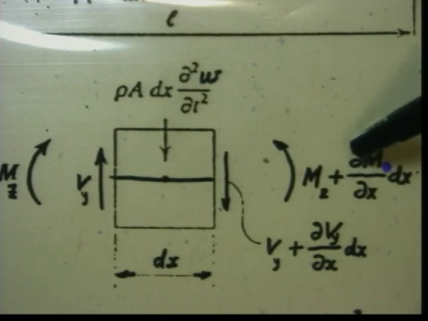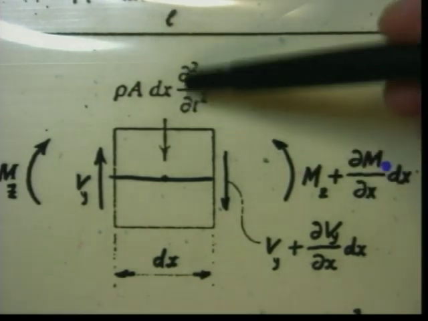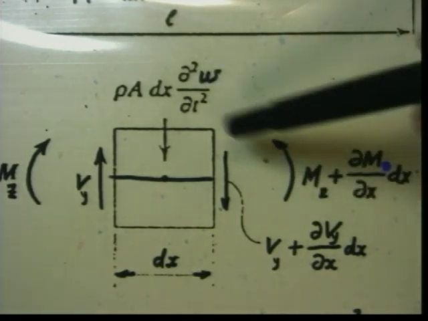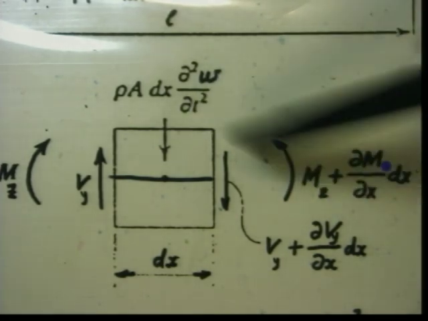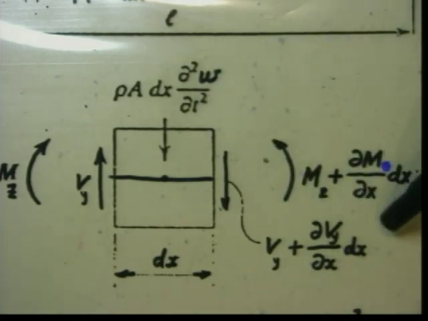Oh, yes, this is why. So that is a good question, actually. The only reason I wrote partial here and here is that W depends upon x and also depends upon time. So there are two variables, time and the axial coordinate. Therefore, we have partial derivatives.